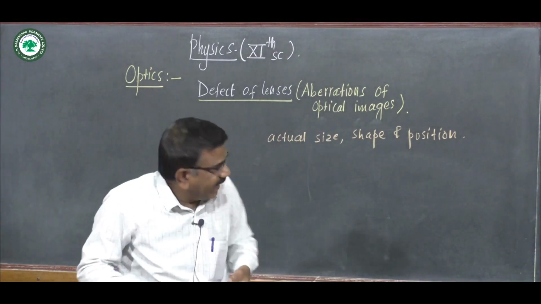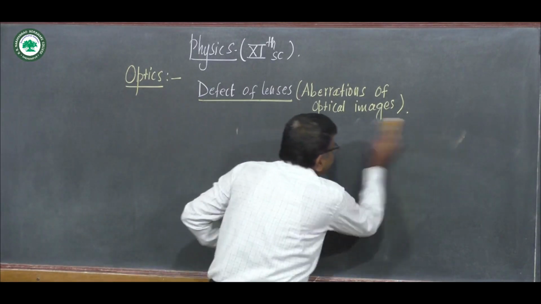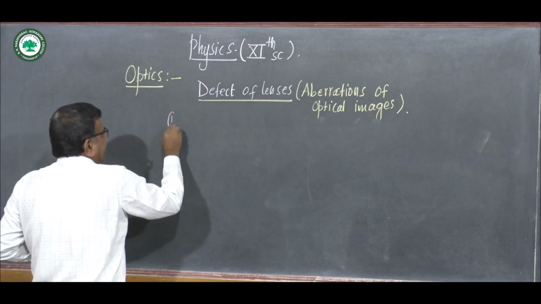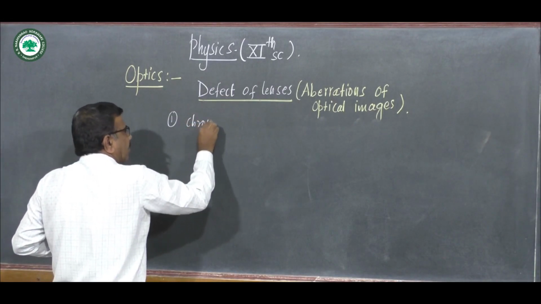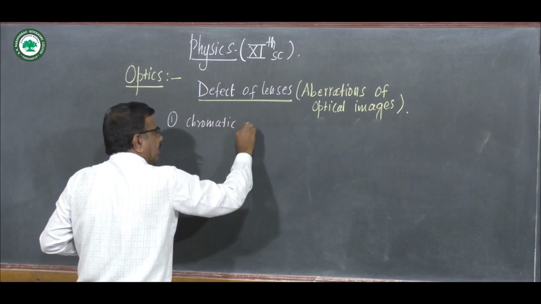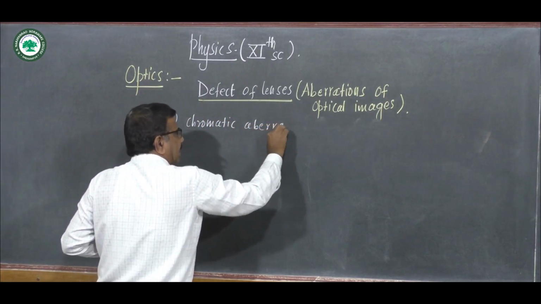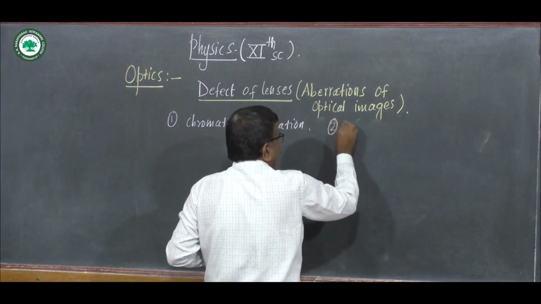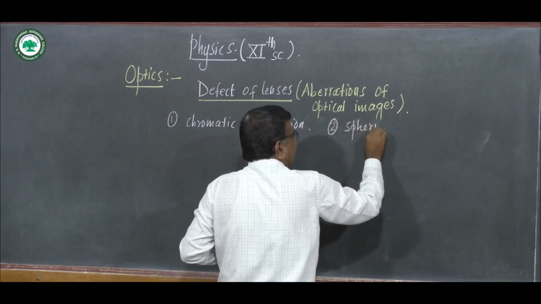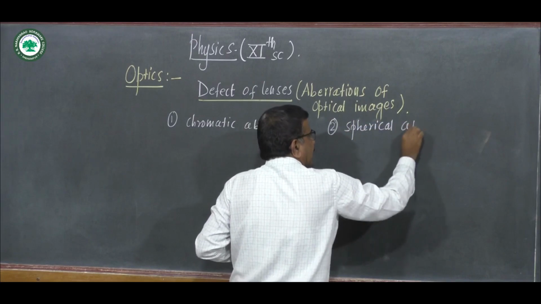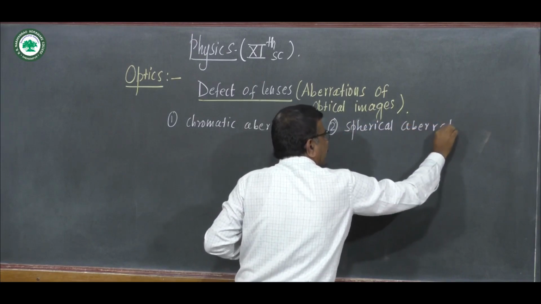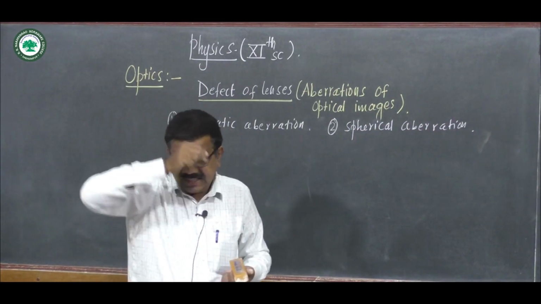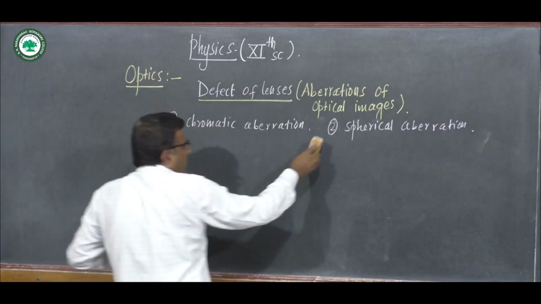The lens defects are classified into two types. First is chromatic aberration, and second is spherical aberration. Firstly, we see the chromatic aberration. What is the chromatic aberration?